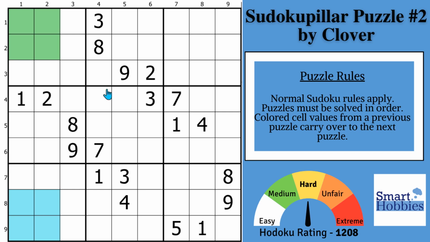So going over the rules, the normal Sudoku rules apply. So the digits 1 through 9 can only appear in each row, column, and 3x3 block one time. Puzzles must be solved in order. We already did puzzle 1. This is puzzle 2, and colored cell values from a previous puzzle carry over to the next puzzle.